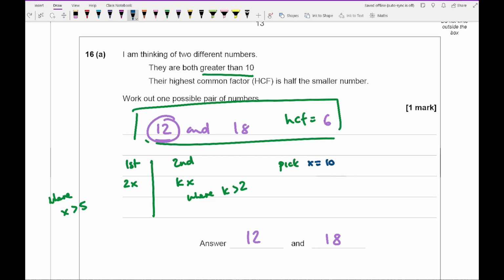Well, the first number is going to be 2x, which is 20. And if we pick a number for k, let's go for k equals 3. Well, if x is 10, k is 3, then that's going to be 30. So as you can see, I've got two numbers, 20 and 30. The highest common factor between 20 and 30 is going to be 10, which is half the size of our smaller number. So again, that's how you can work it out. But if you've just picked two numbers, just make sure that those two rules are correct to get the mark.